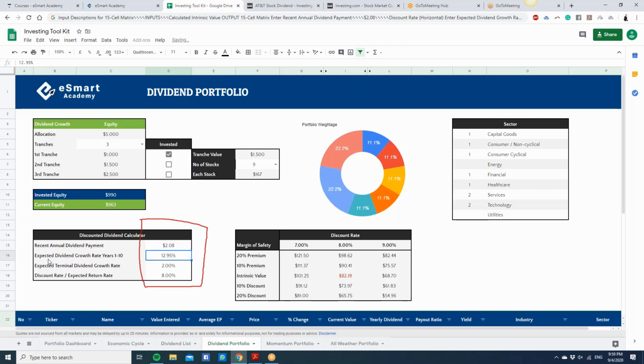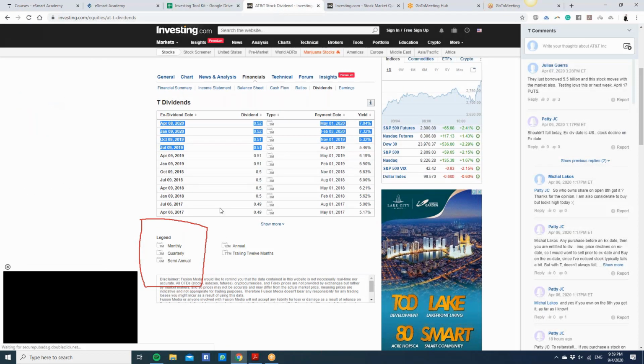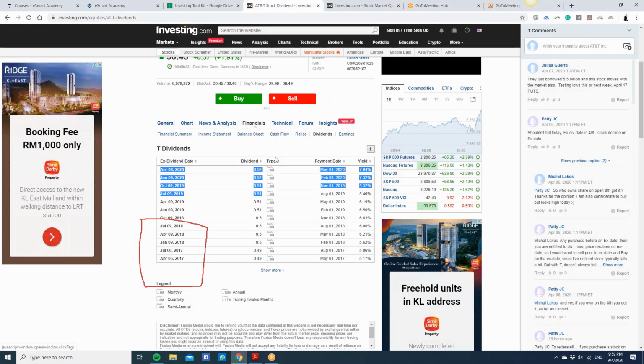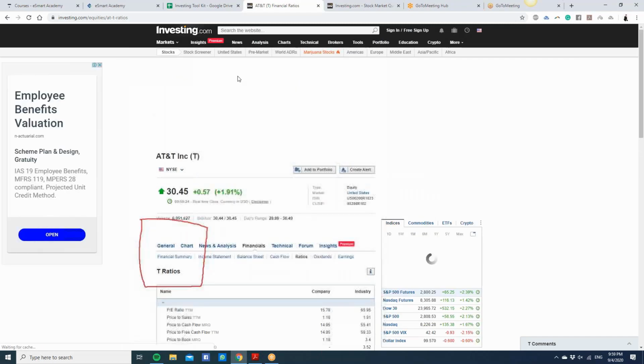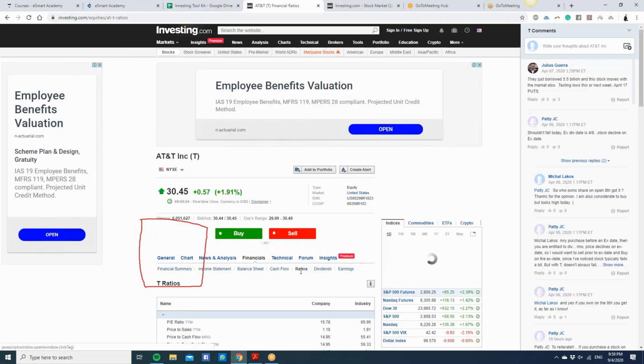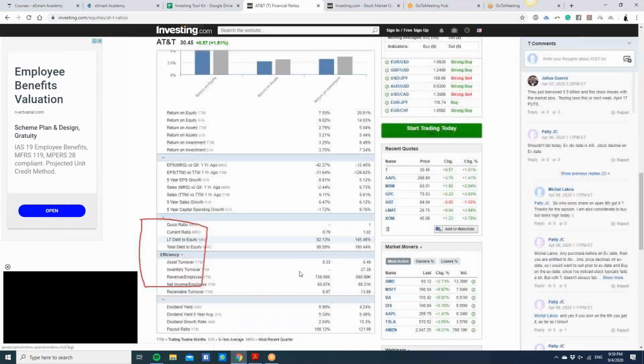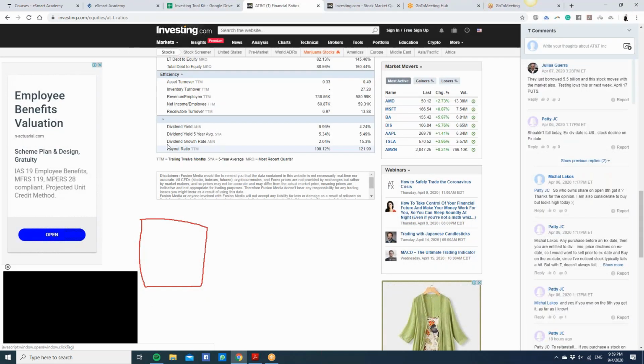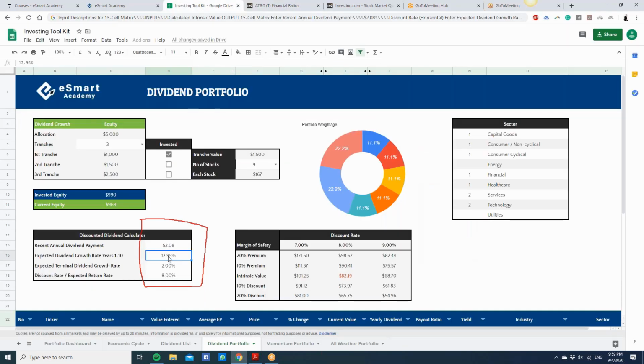Okay, and then the next thing you need to key in is the expected dividend growth rate for the next 10 years. This part is where you can use investing.com. You go back to financial ratios, select the company, which is AT&T, and go to financial ratios. You can see at the bottom the dividend growth rate is about 2.04%. So all you have to do is use this as a reference to key in 2.04%.